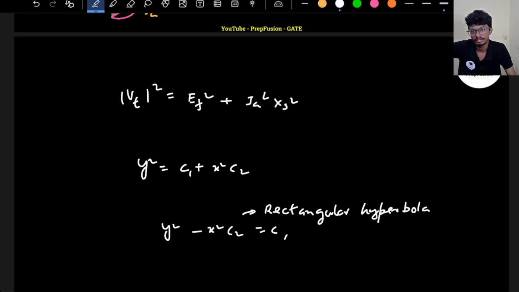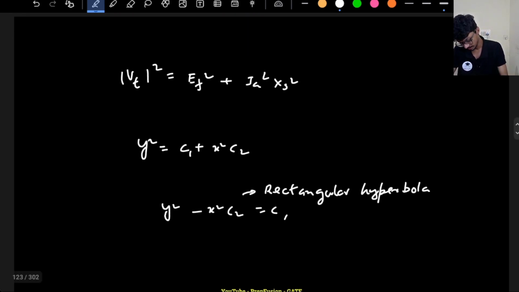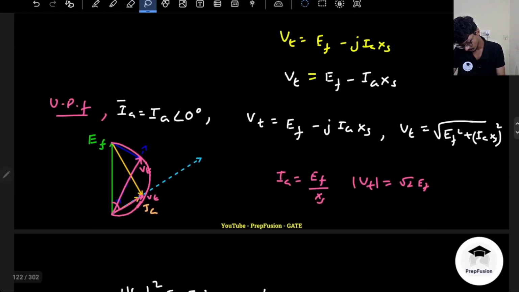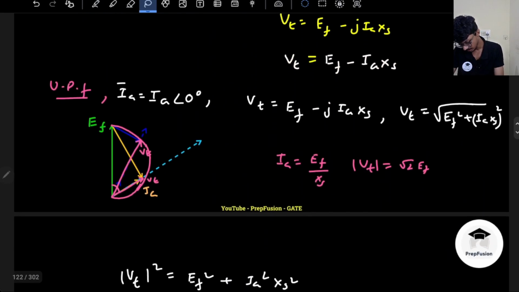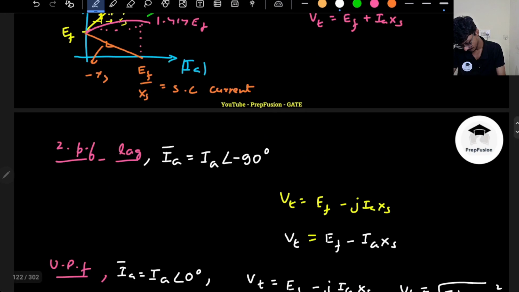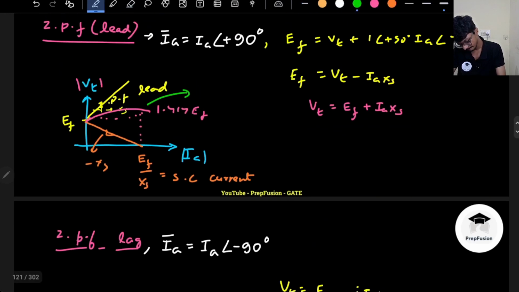But here the coefficients are not 1. If the coefficient is not 1, what will happen? Will it be an ellipse or something? Okay, it is a hyperbola only. So it is not a circle actually. It is not a rectangular hyperbola, it is a general hyperbola. So I was wrong here. It will not be a semicircle. This will be a hyperbola. Sorry about that. Here also this will not be a semicircle. This will be a hyperbola.